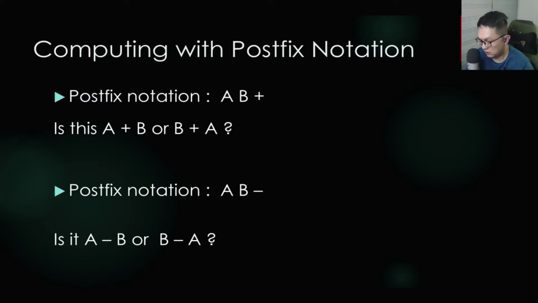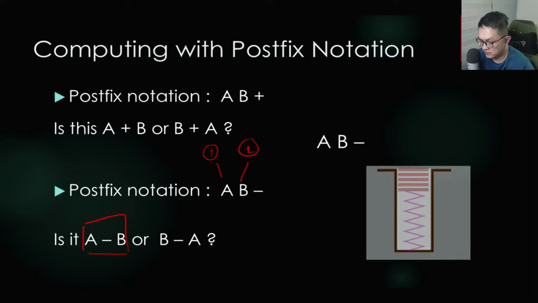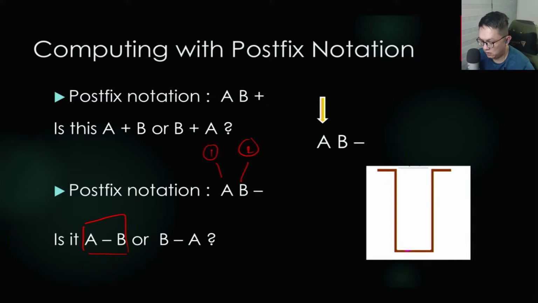The way to understand this is that the first one is always your first operand, and this is your second operand. So in this case, this is actually a minus b. You can check: for a b minus, you push in a, then you push in b, then you see an operator. Pop out the recent one as the second operand, then pop out the next one as the first operand, then put the operator there. So it's a minus b.